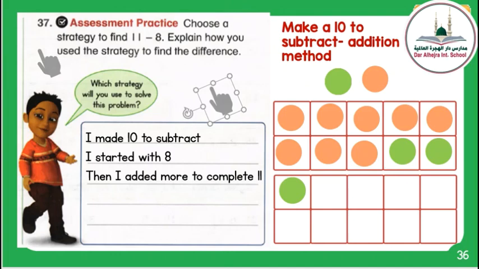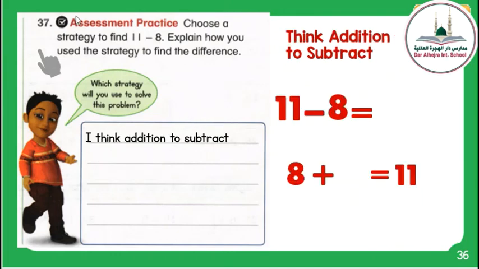Finally, I have come to one more strategy, and this strategy is called think addition to subtract. We convert the subtraction equation into an addition equation to solve our subtraction equation. So here I have written what strategy I have used. I have used the strategy of think addition to subtract, or you can write I use the strategy of think add to subtract, whatever way you want.